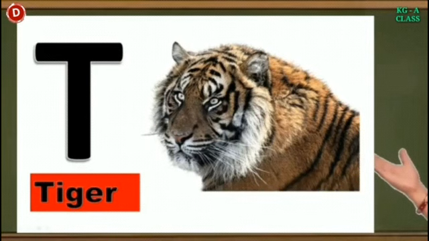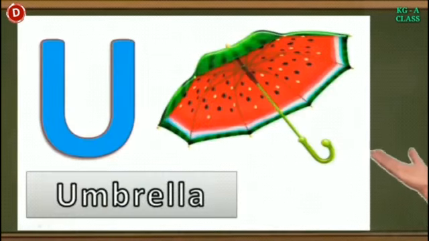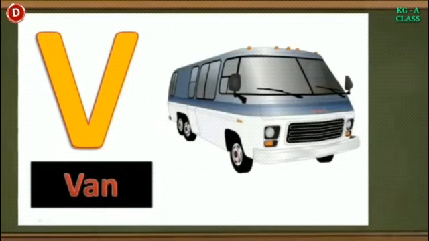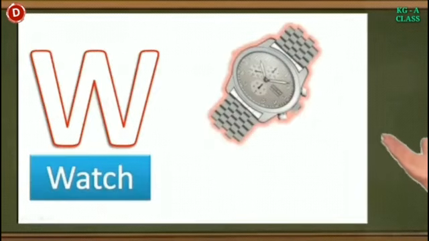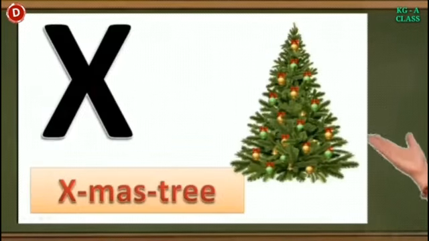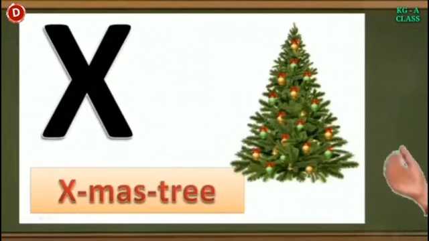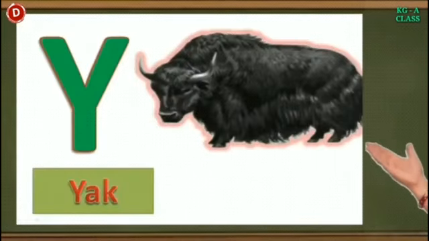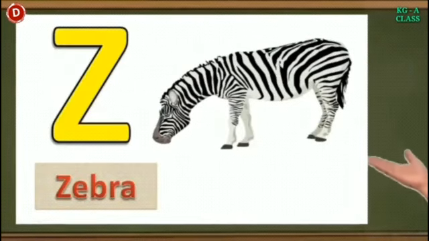Children, this is capital T. T for tiger. Now comes U. U for umbrella. The next letter is V. V for van. Now comes W. W for watch. Children, this is X. X for Xmas tree. Children, this is capital Y. Y for yak. And now comes the last letter. This is Z. Z for zebra.